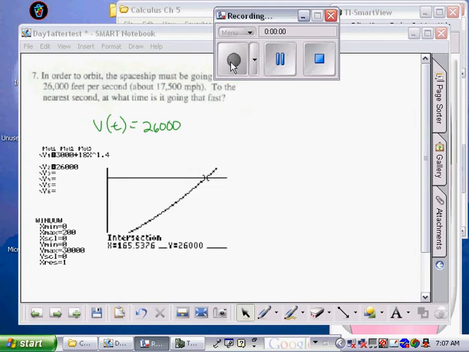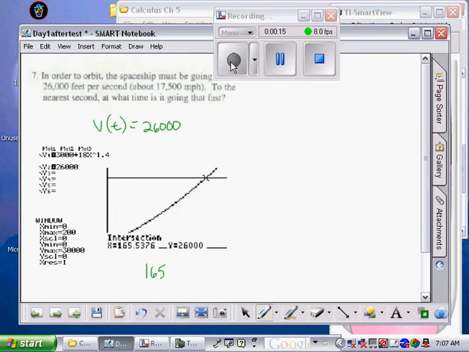Okay, so we got an intersection here at, this is actually t. We had to put in x instead of t. So 165.538, and what was our time measured in? Does it say to the nearest second? So we would actually answer what, 166 seconds?